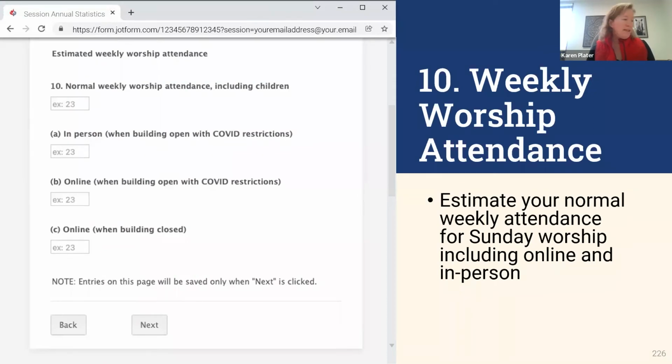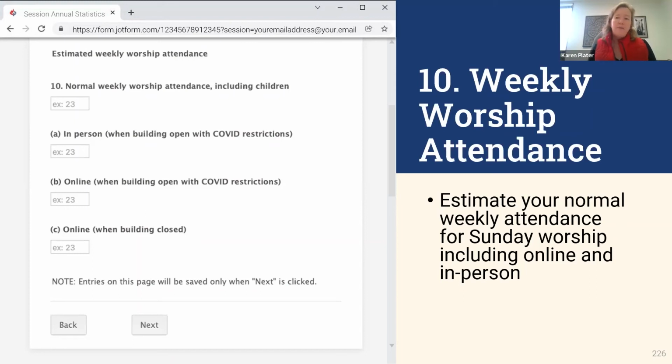We know that 2020 was a year that changed the definition of weekly worship attendance for many. So in this section, what we're looking for is you to estimate as best you can what your normal weekly attendance would be for Sunday worship over the past year. This used to say average weekly attendance. And we know that most of you like numbers and are mathematicians, average is very specific. You take the number, divide it by how many weeks there were, and you get your average. But here we're really looking for normal. On your normal Sunday, what do you think that you will have?